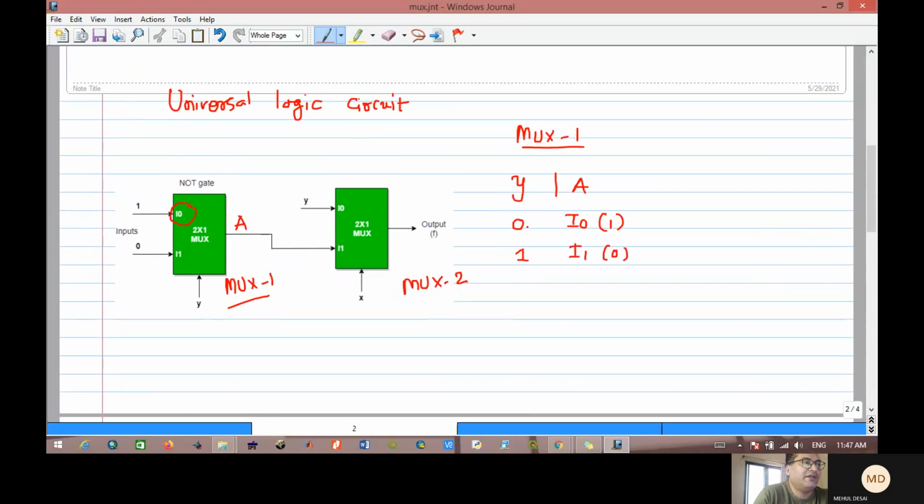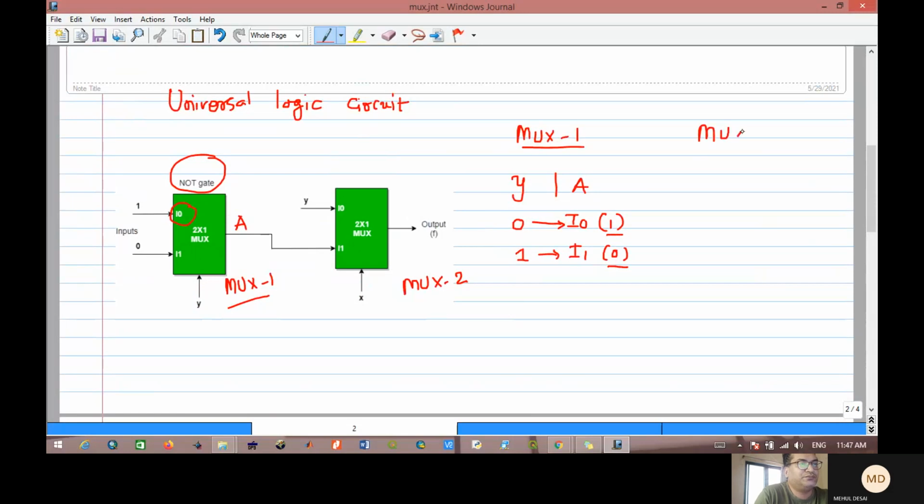So here we observe that when the input is 0, we get 1. When the input is 1, we get the output 0. So this is nothing but the NOT gate. It behaves like a NOT gate. So we can develop the NOT gate again using the universal logic circuit. Now this is Mux 2.